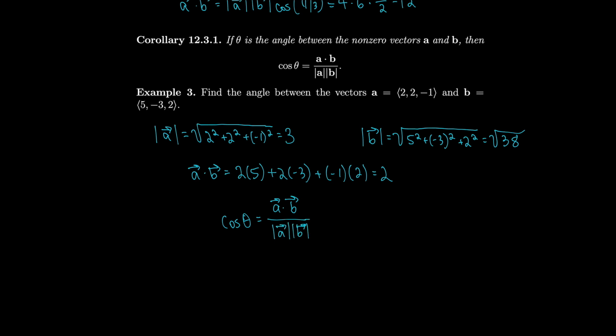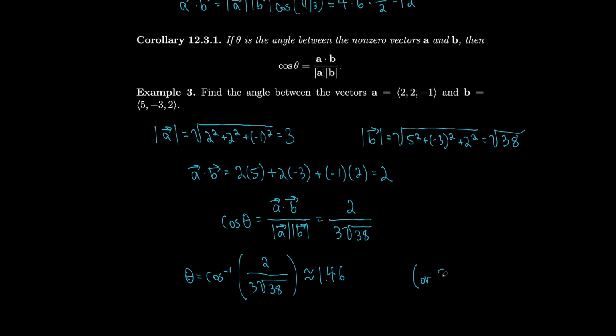So that's just 2 over 3 times the square root of 38. So that means that's what cosine is equal to. So we do cosine inverse to get theta by itself. So theta must equal cosine inverse of 2 over 3 times the square root of 38. And we can use a calculator to approximate that as about 1.46. And that's in radians. If you wanted it in degrees, you could say that's equal to 84 degrees.